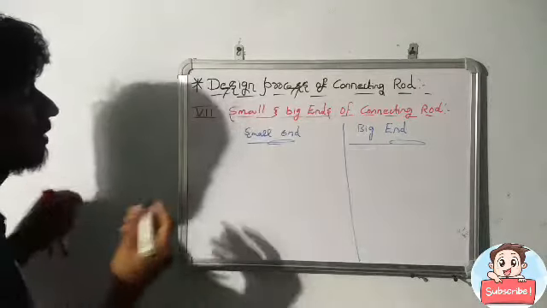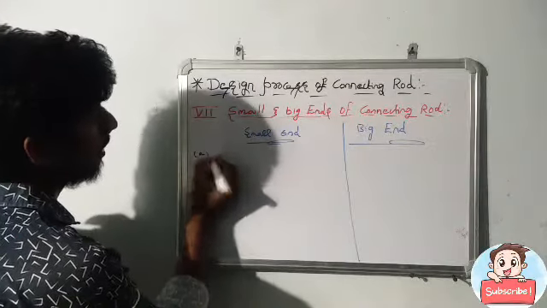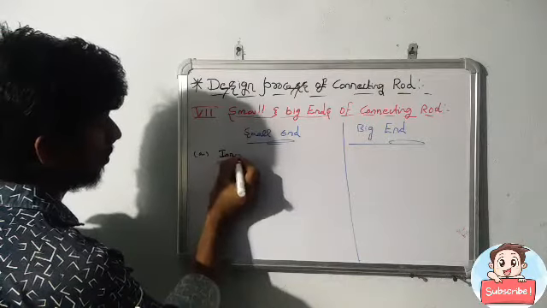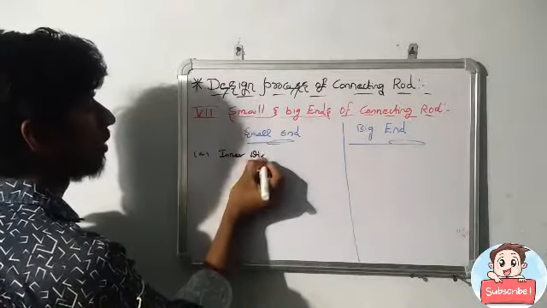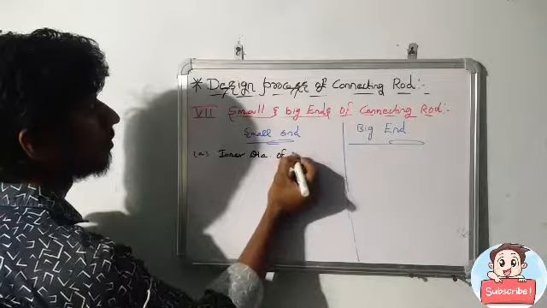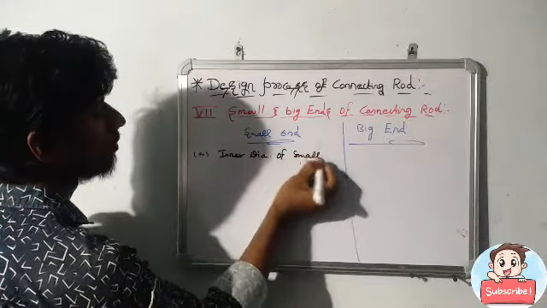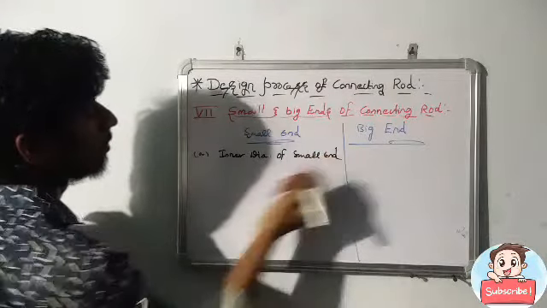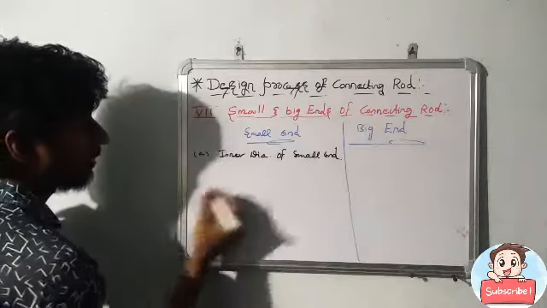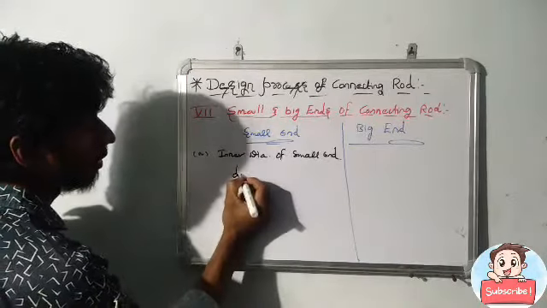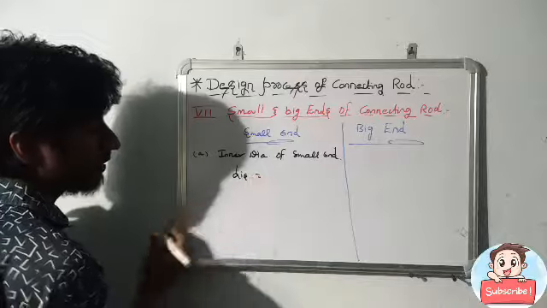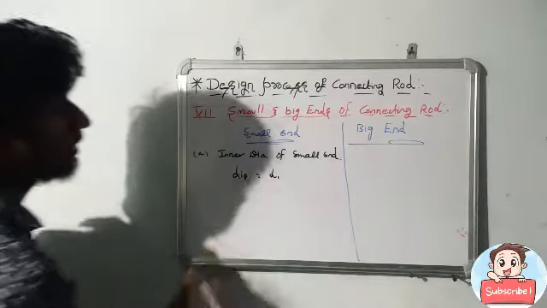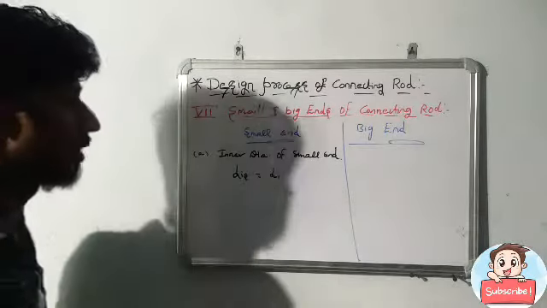So first one is the inner diameter of small end. That inner diameter of the small end is denoted by IS. It is equal to the diameter of the piston pin.